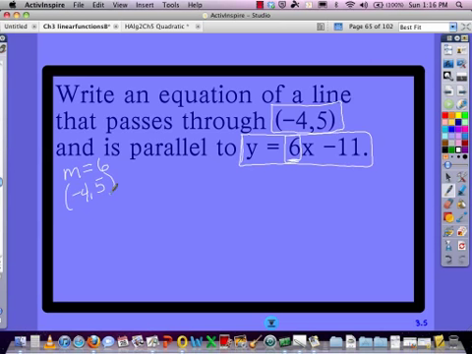So memorizing it, we know y minus our y value has to equal our slope times x minus our x value. In this case, our x value is a negative, so minus a negative makes it plus a positive. There is our final equation for a line that passes through the point negative 4, 5 and is parallel to our equation y equals 6x minus 11 because it contains the same slope as that equation.